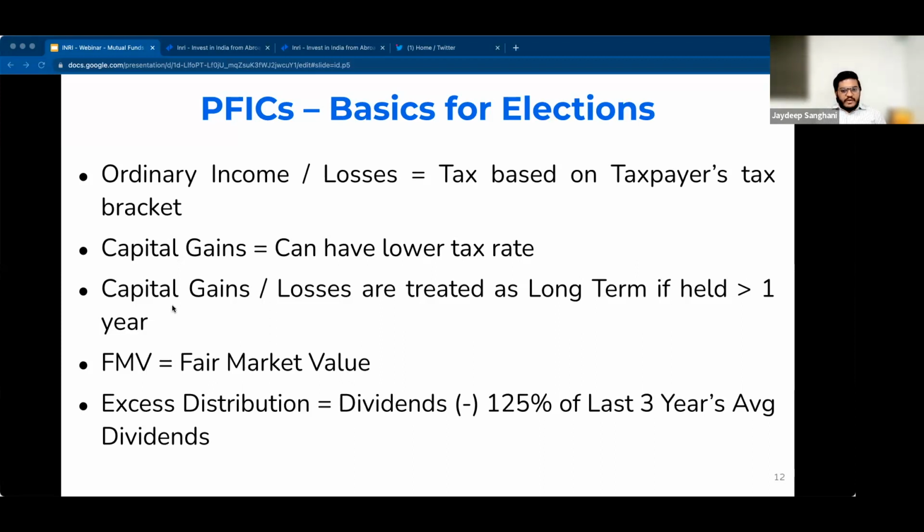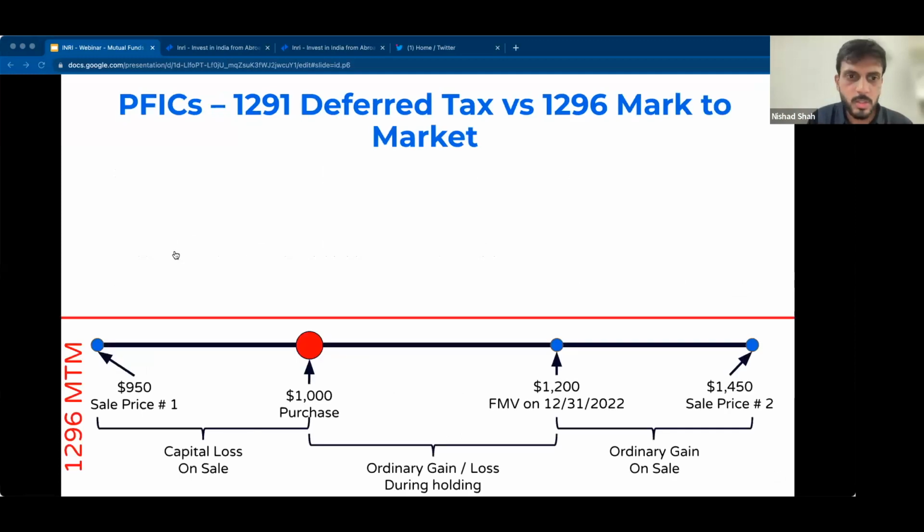Okay, for Hemant, can you please change the slide? Yeah. Thanks, Jaydeep. It would also be helpful if you can give a snapshot of what the key differences are between the first two methods of tax calculation as well.